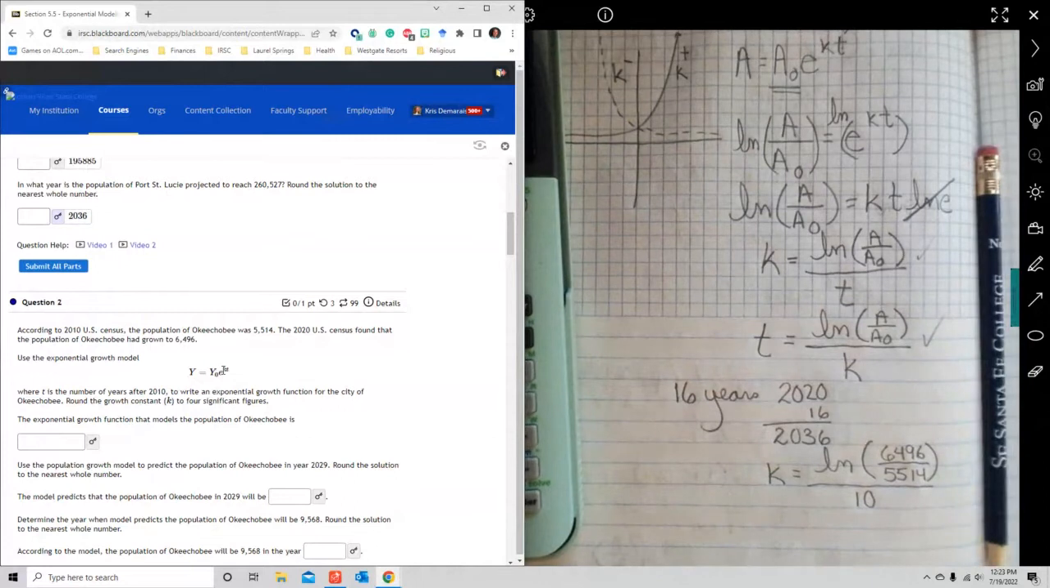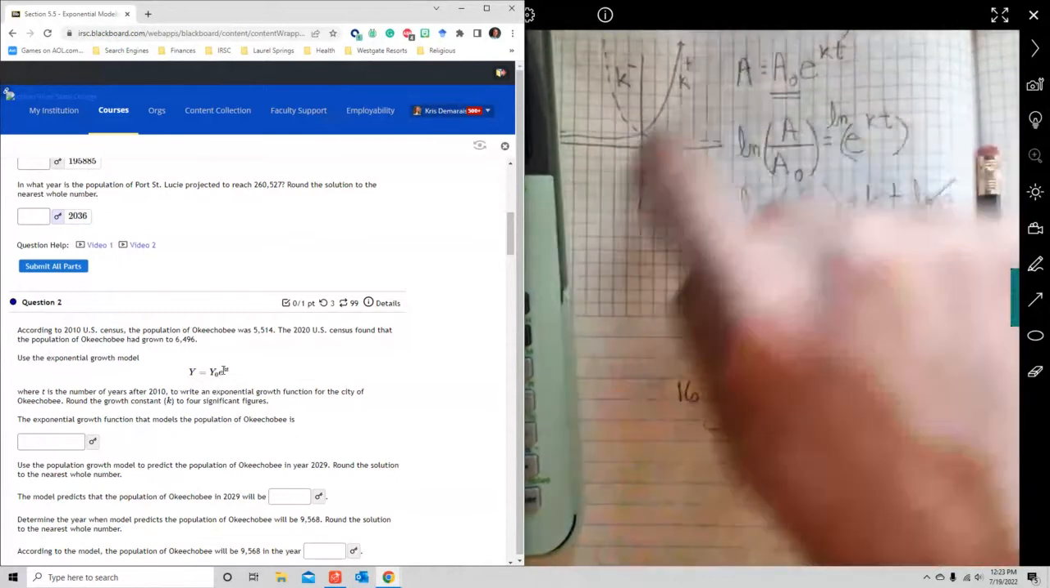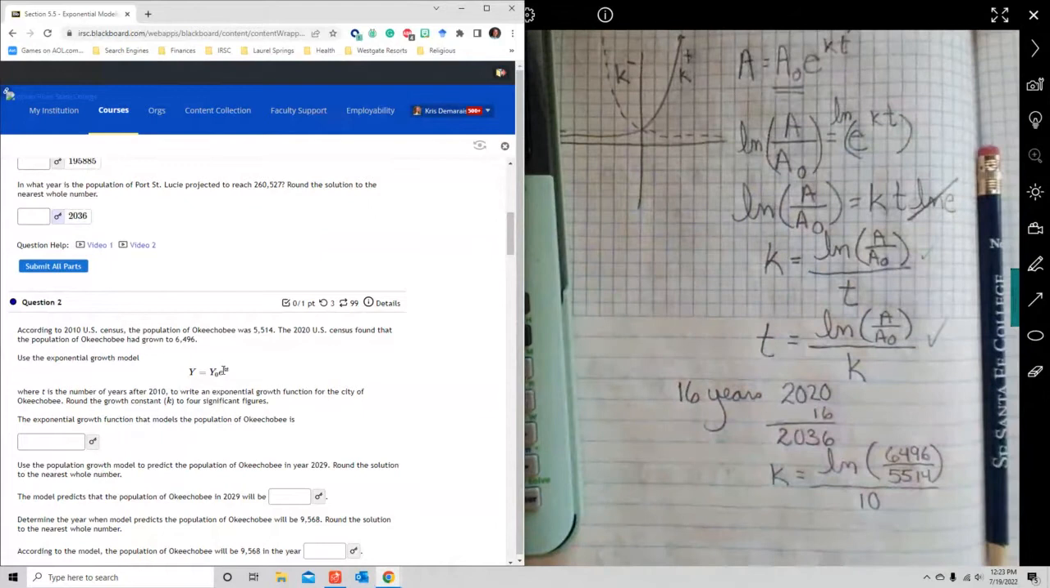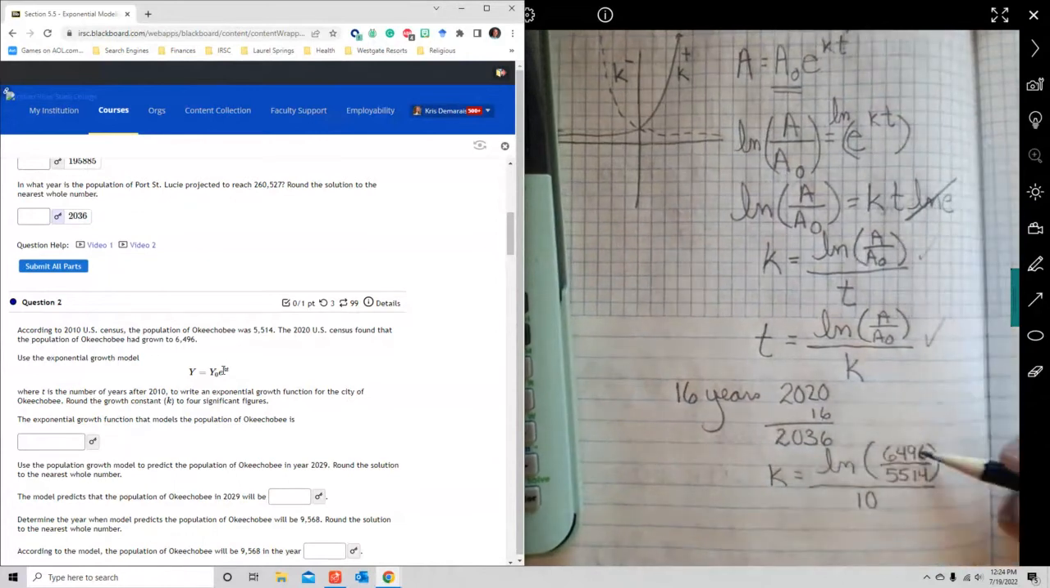Now, you know that this is growth, right? You know it's growth because the projected value is greater than the initial value. If the numerator is greater than the denominator, then you have growth. On the other hand, if the projected value is less than the initial value, you have decay. And that should make sense in your mind, right?